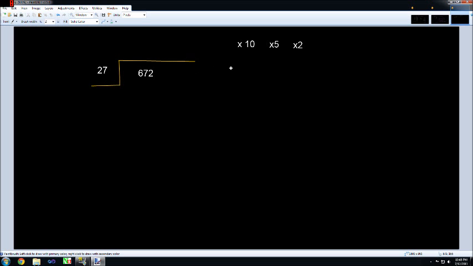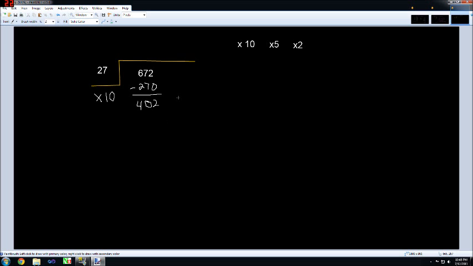I start with the larger number, and what I'm going to do is multiply 27 times 10. I know that 27 times 1 is 27, so when you multiply it by 10 you just add a 0 and you get 270. So I'm taking 10 groups of 27 out of 672. So I have 2 minus 0 is 2, 7 minus 7 is 0, and I have 6 minus 2 is 4.